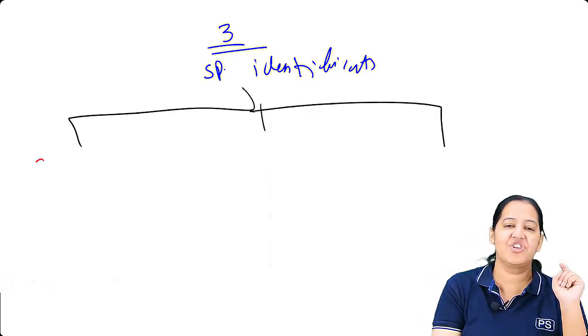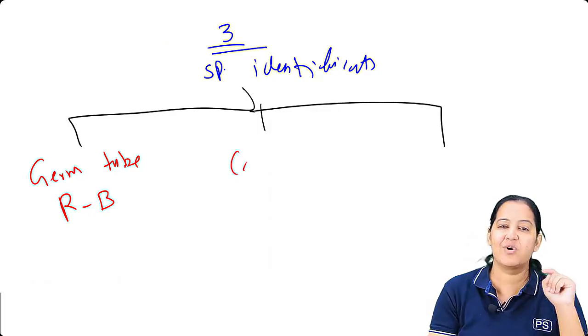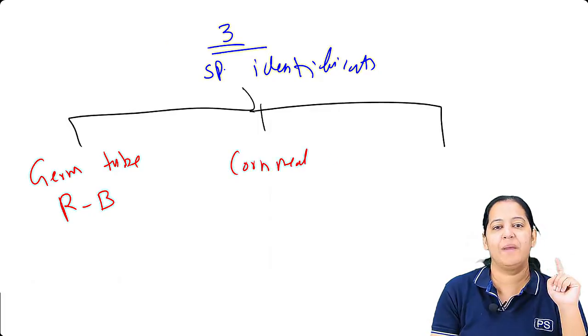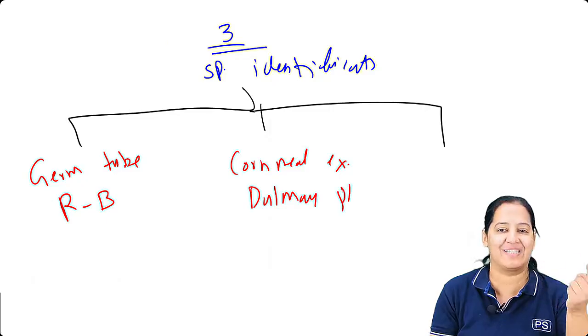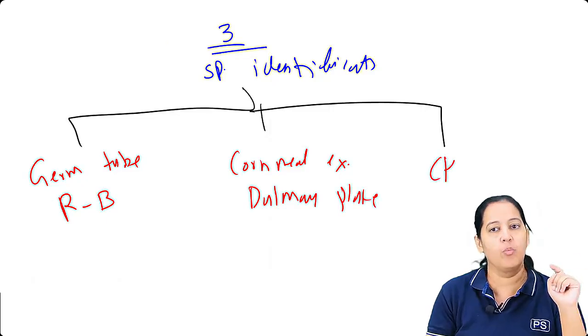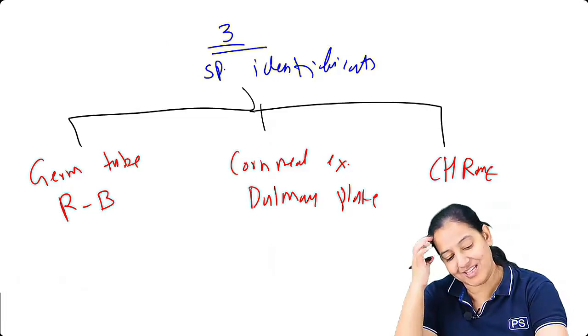The first is the germ tube experiment, also known as the Reynolds-Braude experiment. Second is the corn meal experiment, also known as the Dalmau plate experiment. And third is chrome. Chrome means color. Did you get it? Shall I repeat or you got it?